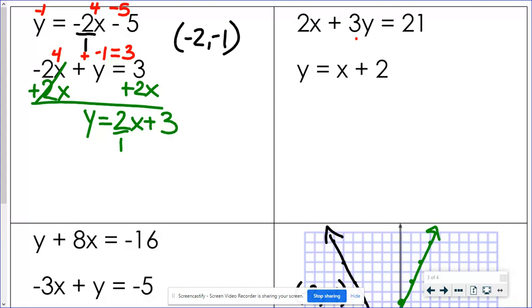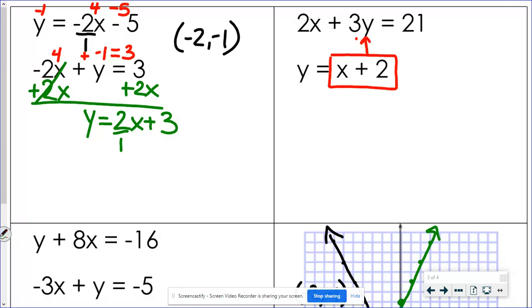All right, looking at the two problems that I have left, knowing that I want to do one of them with substitution, I would definitely prefer to use the second problem with substitution because I already have y equals something. If I already have that, I might as well use this and say this is what my y equals. Let's put that in place of the y.